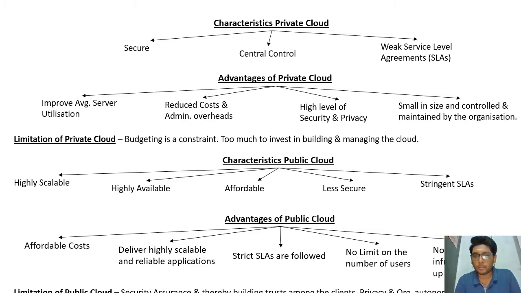What are the characteristics of a public cloud? It is highly scalable. It is highly available. Affordable. Fourth is less secure. Finally, stringent SLAs. So 5 characteristics: highly scalable, available, affordable, less secure, and stringent SLAs.